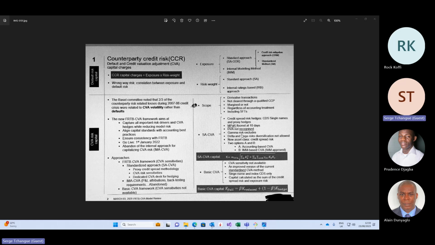It would be good to look at the different documentation you have online to understand the default risk capital and the CVA risk capital. Just start with these two, it's already enough.